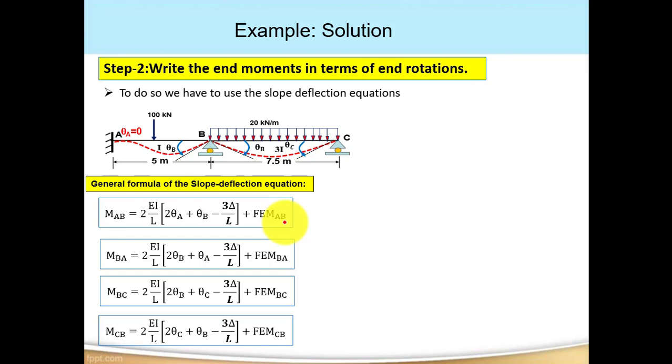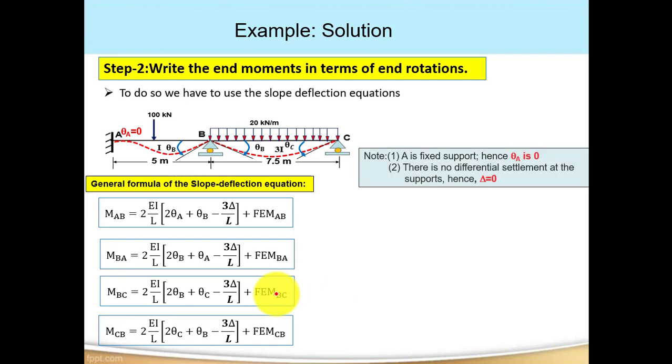Simply, for BA and for BC, it is the same. Let me say BA is the same, theta B is the same: 2 times EI divided by L times 2 theta B plus theta A minus 3 delta divided by L plus the fixed end moment of BA. Moment BC is the same, with the fixed end moment BC.